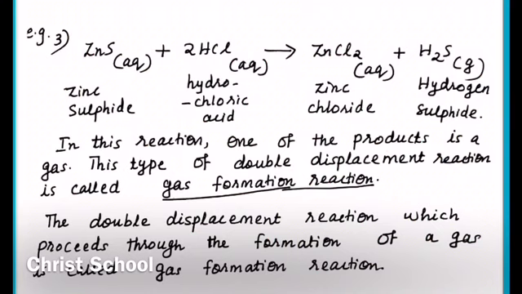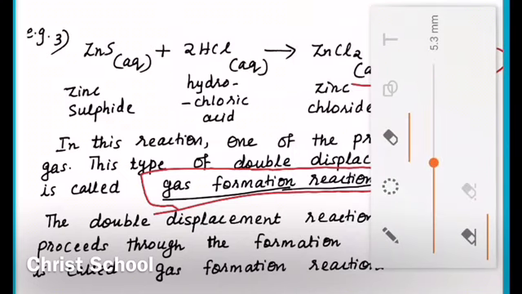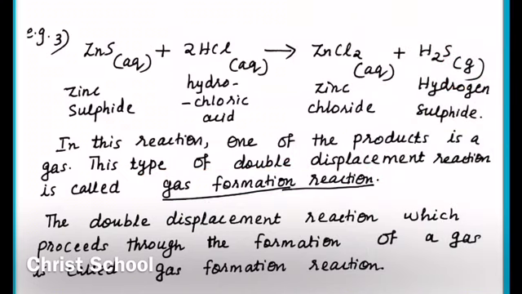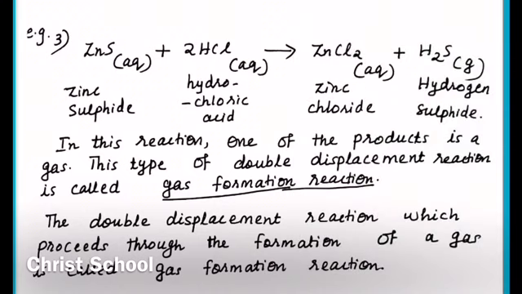Then we can consider a third type of double displacement reaction, that is gas formation reaction. So in gas formation reaction, one of the products will be a gas. The other product is an aqueous solution, but instead of a precipitate here we will have a gas. Such type of double displacement reaction is called gas formation reaction. Here is an example of gas formation reaction.